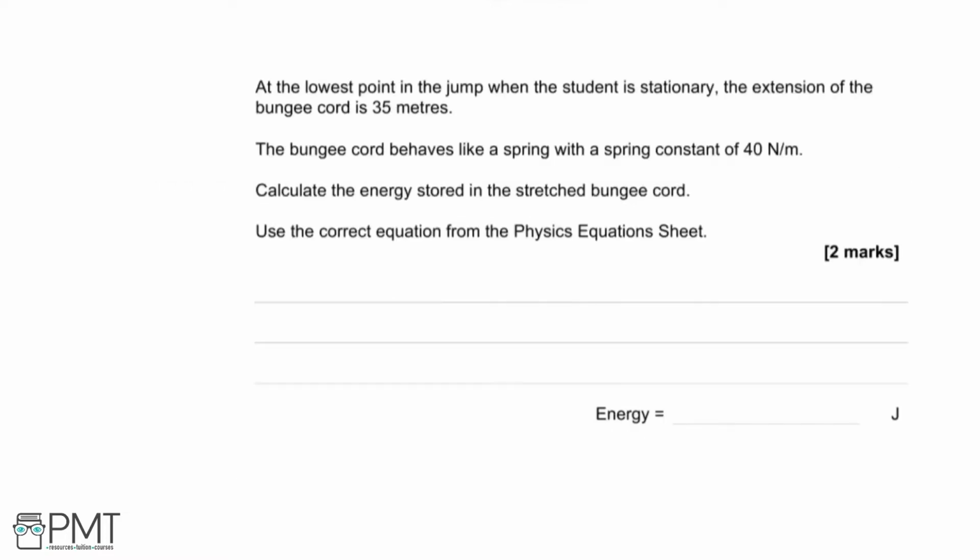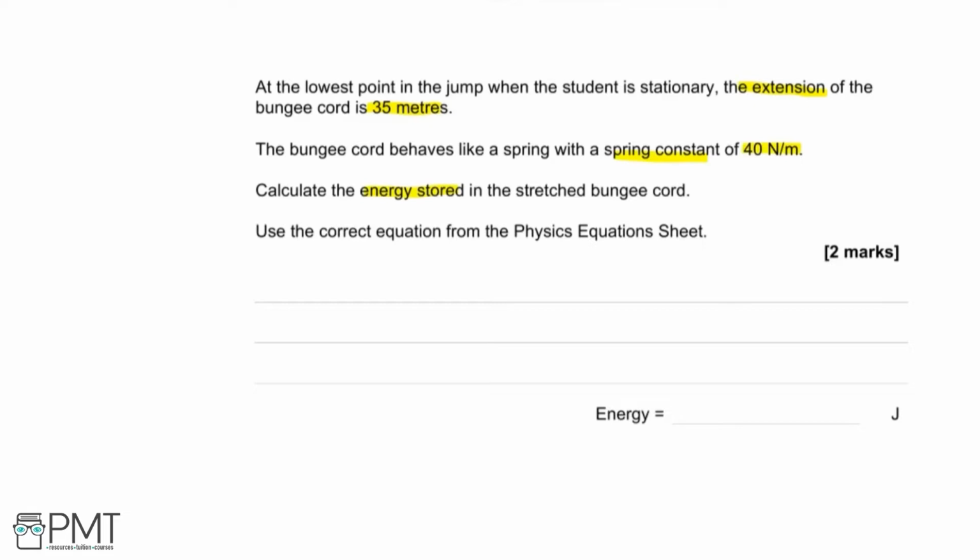At the lowest point in the jump when the student is stationary, the extension of the bungee cord is 35 meters. The bungee cord behaves like a spring with a spring constant of 40 newtons per meter. Calculate the energy stored in the stretched bungee cord. Use the correct equation from the physics equation sheet.